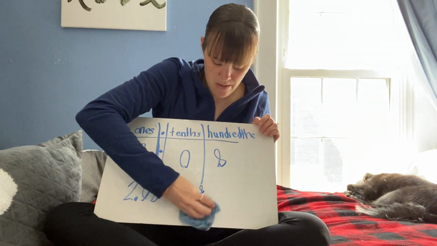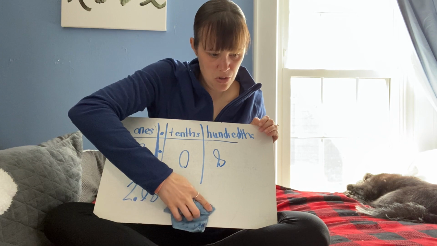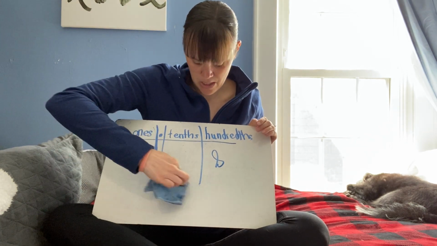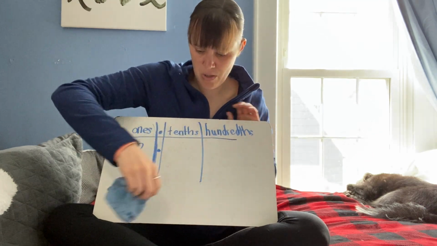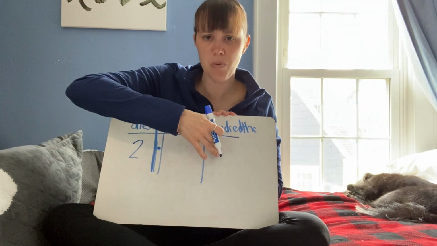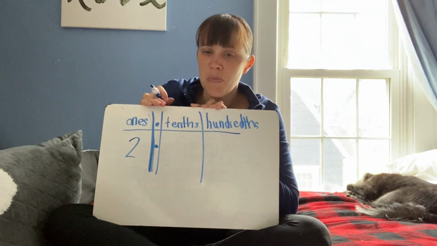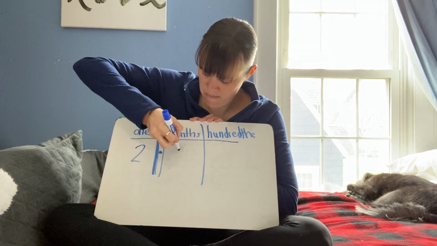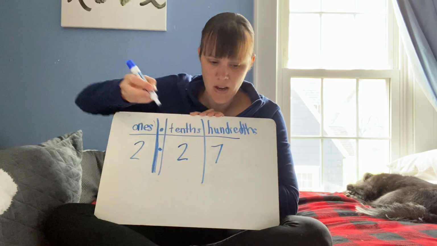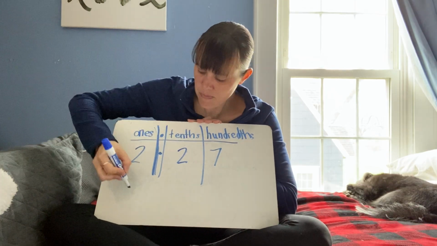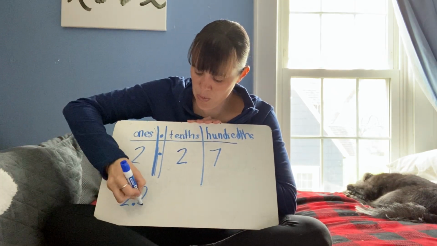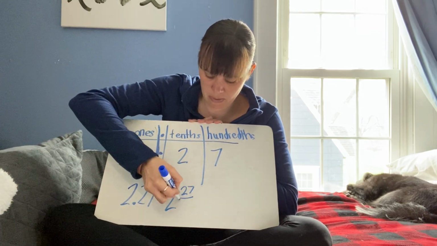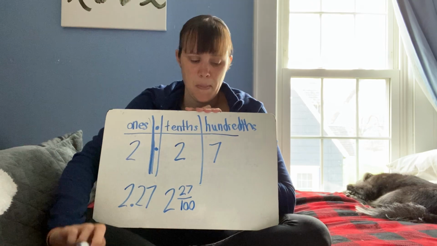Okay, D is 2 and 27 hundredths. So I know I can leave my 2 there actually. 2 and 27 hundredths. Do I try to put 27 here? Nope. 27 has 2 tenths and 7 hundredths. So it's 2.27, or 2 and 27 hundredths.